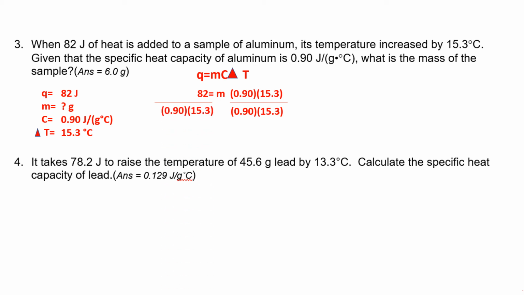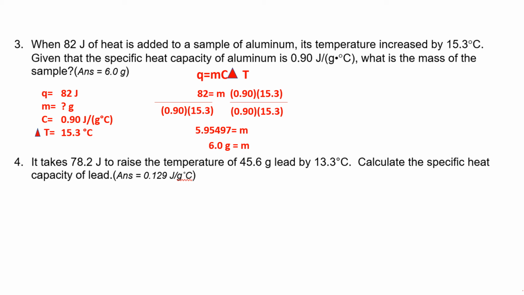And you can see here that when we do that, it cancels out on the right side of the formula. And in our calculator, we just have to punch in 82 divided by, and then in parentheses, 0.9 times 15.3, parentheses. And when you do that in your calculator, and you're solving for m, you get 5.95497. We are limited to 2 significant figures, so we have to round that to 6.0 grams.